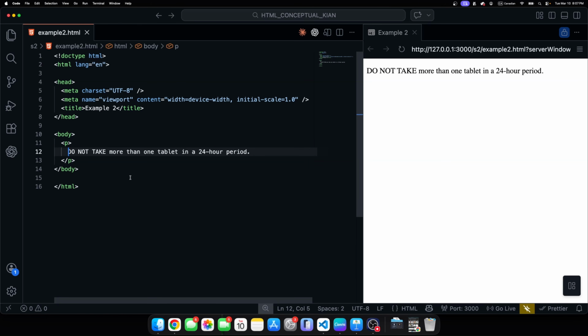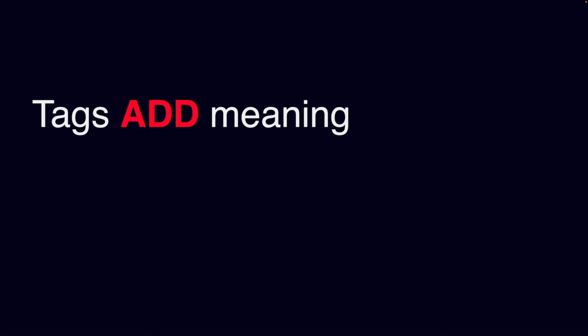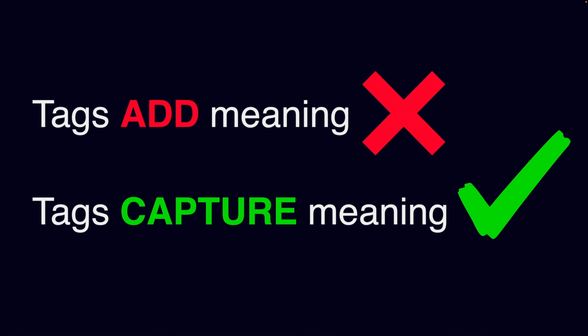The strong tag does not create importance for the content. It captures the importance that is already there in the content itself. So tags do not add meaning to their content. Tags capture the meaning that is already there in the content itself. So you cannot put a not important text in a strong tag and suddenly make it important. That's not how it works. HTML does not create meaning for your content, it just captures the meaning that already exists in your content. I hope you realize the difference.